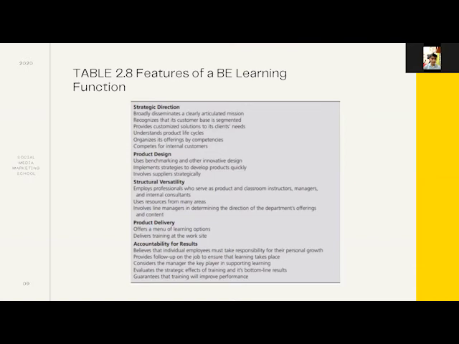So structural versatility employs professionals who serve as product and customer instructors, managers, and internal consultants. Uses resources from many areas, involves line managers in determining the direction of departments, offerings, and content. Product delivery offers a menu of learning options, delivers training at the work site.